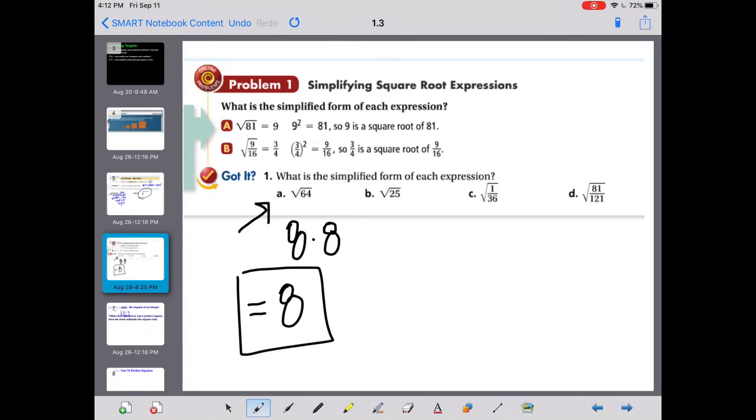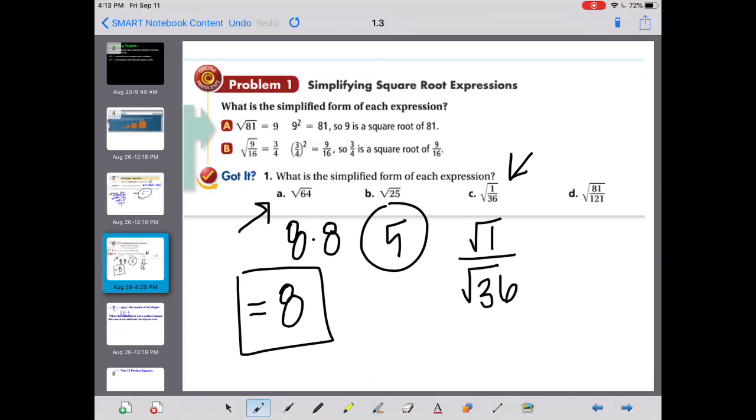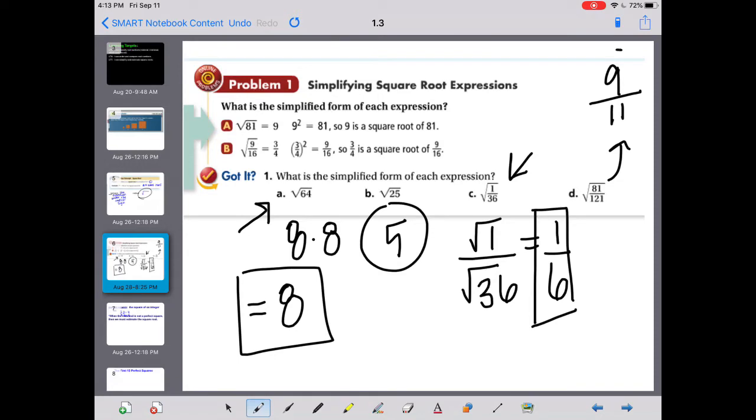For letter B, we're looking for what number times itself equals 25. That happens to be 5. Okay, when you get to a fraction, it's almost like taking the square root of the number on top and then the square root of the number on the bottom. So the square root of 1 is just 1, and the square root of 36 is 6. So therefore, the square root of 1/36 is 1/6. Okay, letter D, same idea. The square root of 81 is 9, and the square root of 121 is 11. So as a fraction, we just say the square root of 81/121 is 9/11.